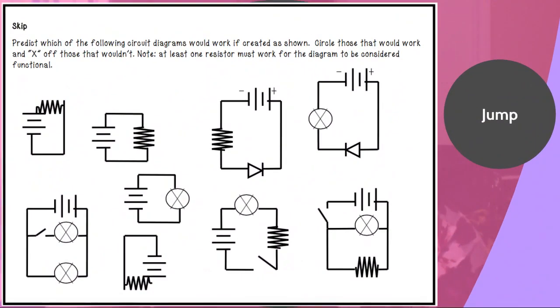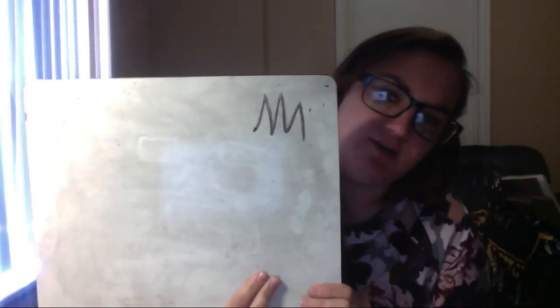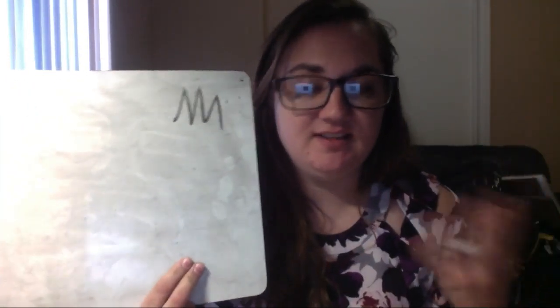So this part is really difficult. I just want you to take a good guess. Which of the following circuit diagrams would work if created as shown? Circle those that would work and put an X on those that wouldn't. I want to go over a couple of terms. So if you see something that looks like this, like a giant mountain squiggle, this is a resistor. So something like a light bulb that would turn on. If we see this specific design, this is a specific resistor that's a light bulb.